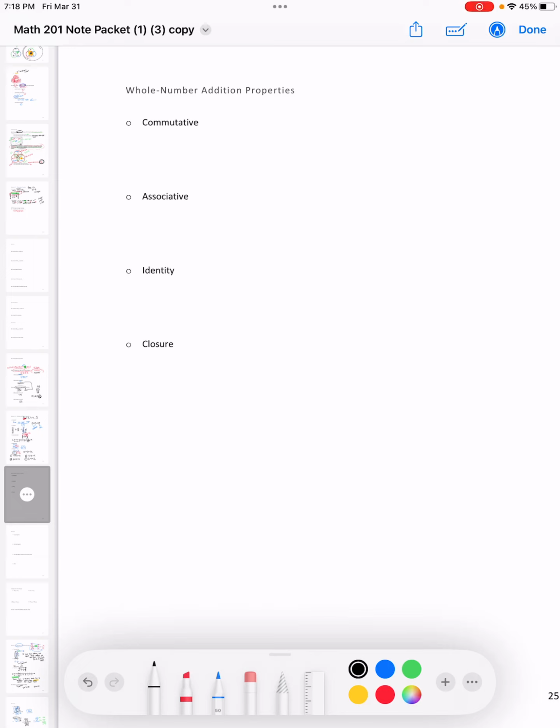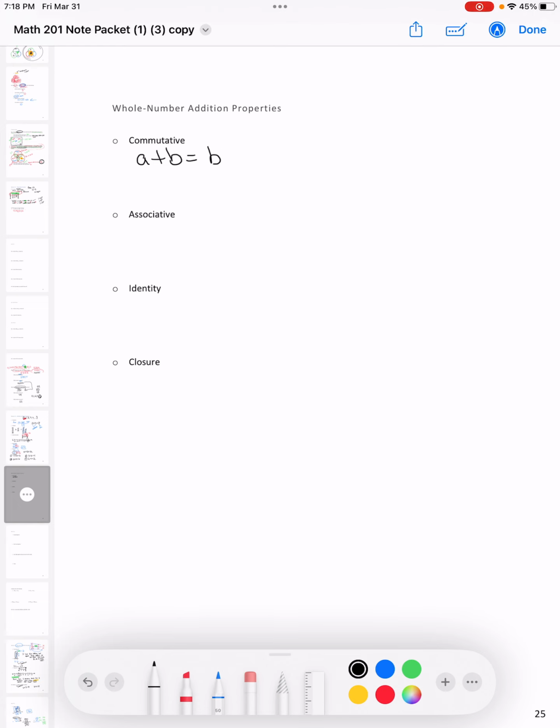Now, just a second ago, I was going over those fact families and I talked about that commutative property. What the commutative property says is I can change the order of something and it will give me the same answer. For instance, 3 plus 5 is equal to 5 plus 3.